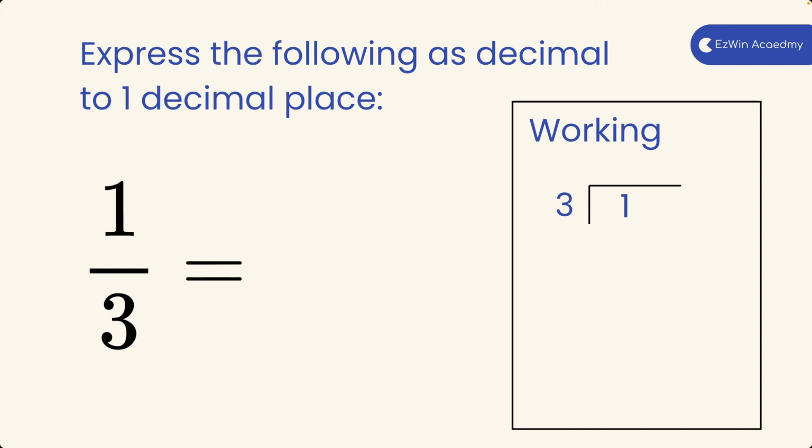So the first question is, can we have 1 divided by 3? Not really. So what we need to do is to add a 0 to get from 1 to 10. And now can 10 be divided by 3? The answer is yes.